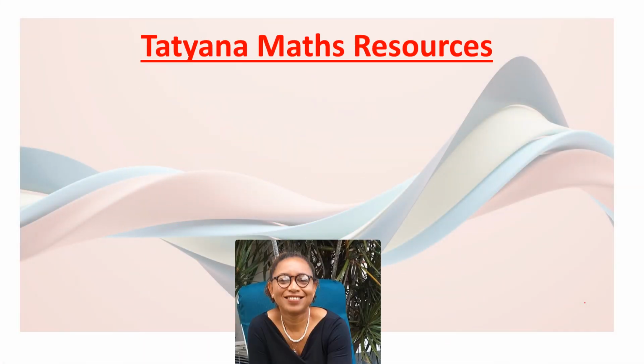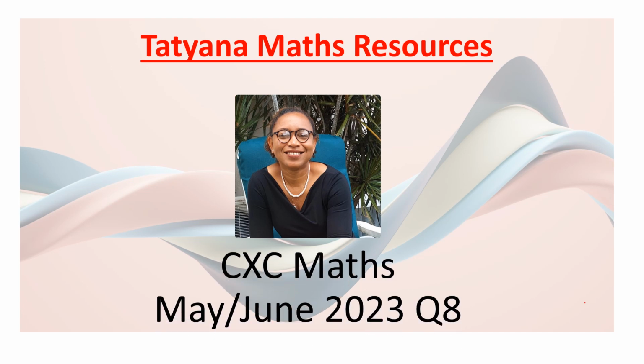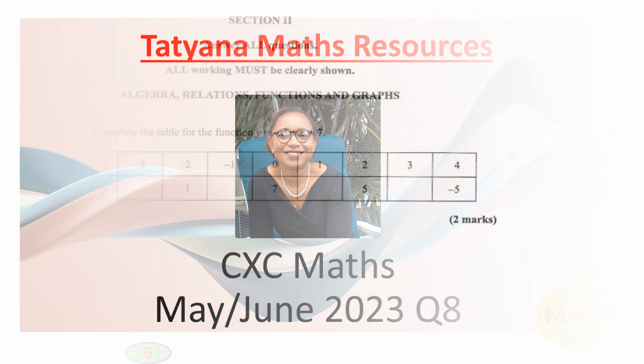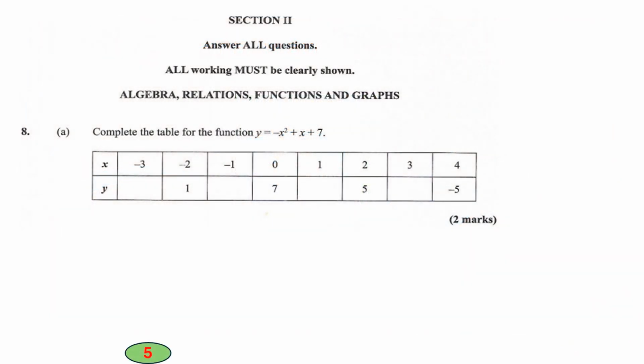This is Tatiana from Tatiana Math Resources, and we're looking at the May-June 2023 question 8. It says complete the table for the function y equals negative x squared plus x plus 7.